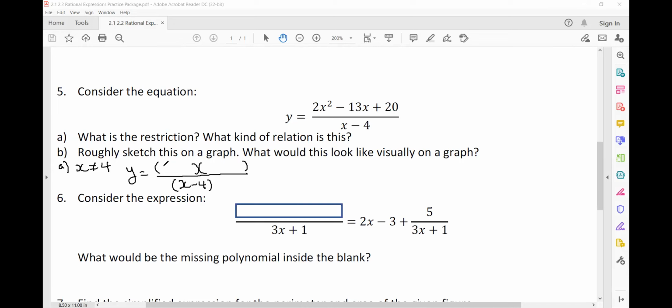For this, do we need to find the two numbers that multiply to 20 and add up to 13? Close. You have to multiply to 40 and add to negative 13, because this is a complex one that has to multiply by two. Can you think of them?